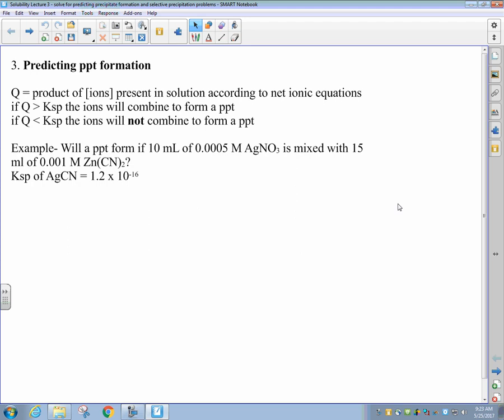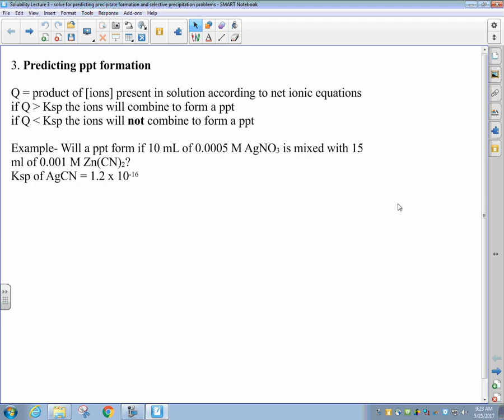We are going to solve for Q. You remember Q from our previous unit in the equilibrium unit. Q values are for when an equilibrium is not at equilibrium. So we don't call it a KSP value, we call it a Q value. And then we will compare Q to KSP.